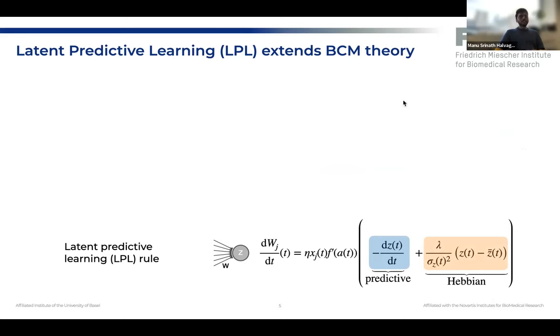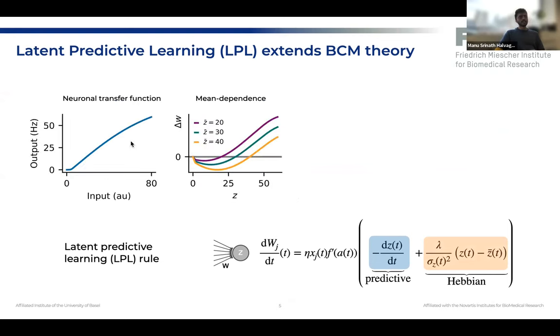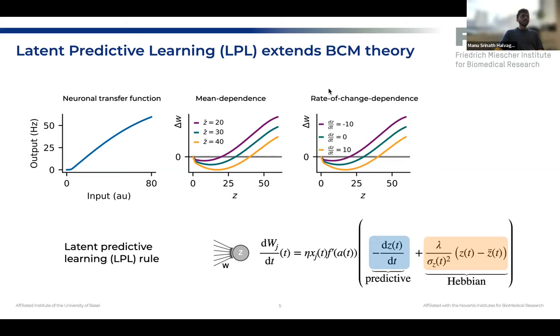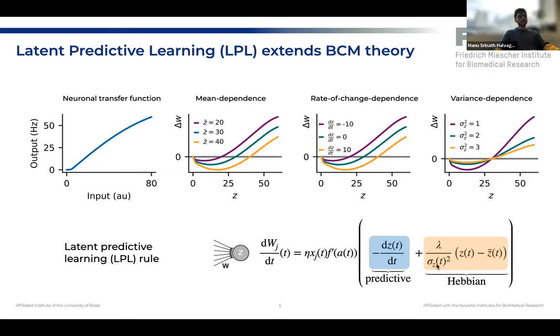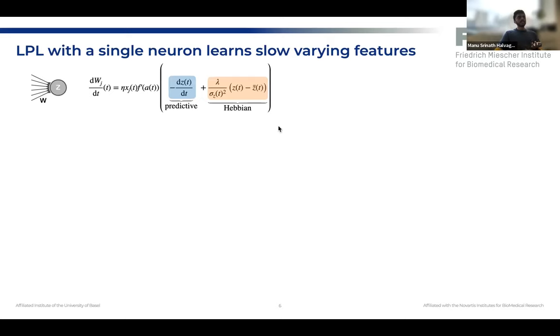In a sense, this plasticity rule is an extension of BCM theory with a realistic neuronal transfer function, like we plotted here. The learning rule looks exactly like BCM with a threshold that moves around depending on the mean activity of the neuron, z bar. But now the predictive term, the rate of change, gives an additional independent mechanism to move the learning threshold around. And also this variance dependence shuts off heavy learning when there's enough variance, by changing the shape of the plasticity rule. Let's see now what this learning rule does in practice.